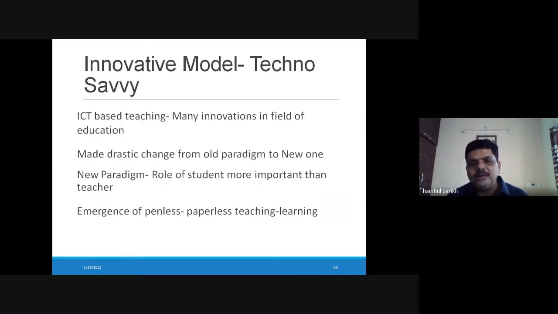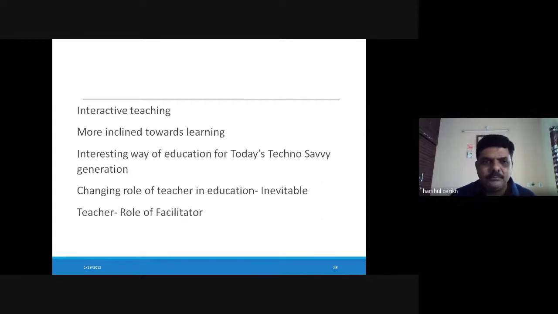So all these methods are techno-savvy, and we have drastically changed from the old paradigm to a new paradigm, where the role of the student is more important than the teacher. It is penless, paperless teaching and learning. So interactive teaching is changing the role of the teacher in education.